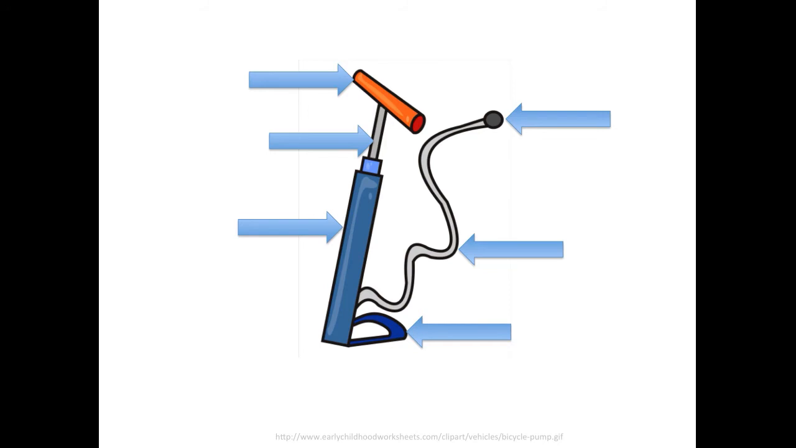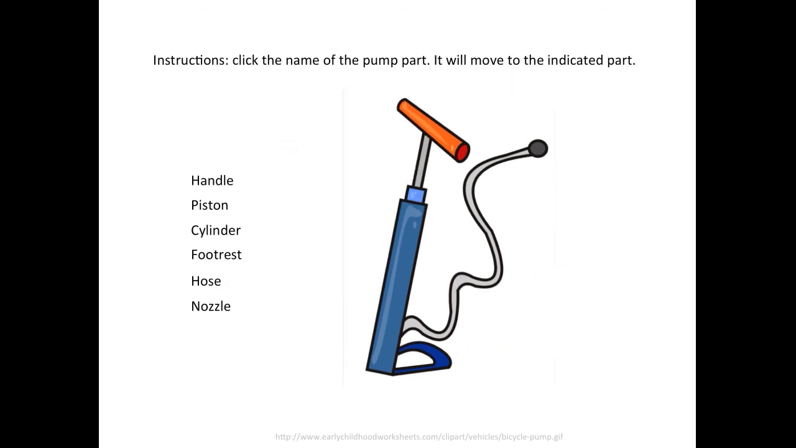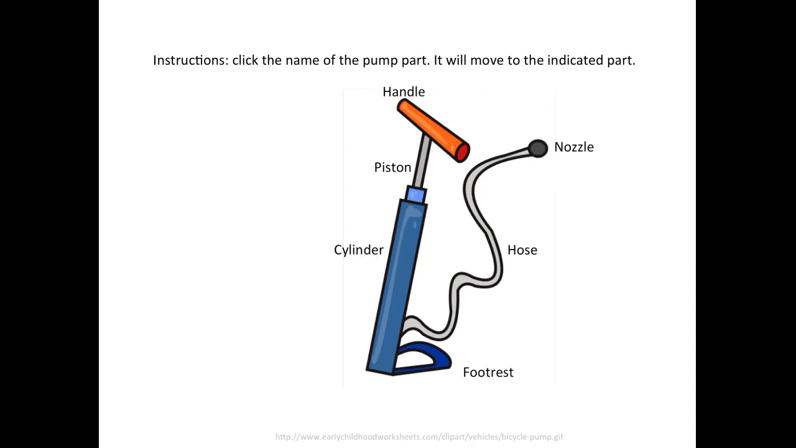Let's look at a different method. In this case, you could give on-screen instruction to label each part. Let's try it. The instructions say, click the name of the pump part. It will move to the indicated part. So we'll point to the handle and click. The piston. The cylinder. The footrest. The hose. And the nozzle. In this case, we have on-screen narration with limited use of text.